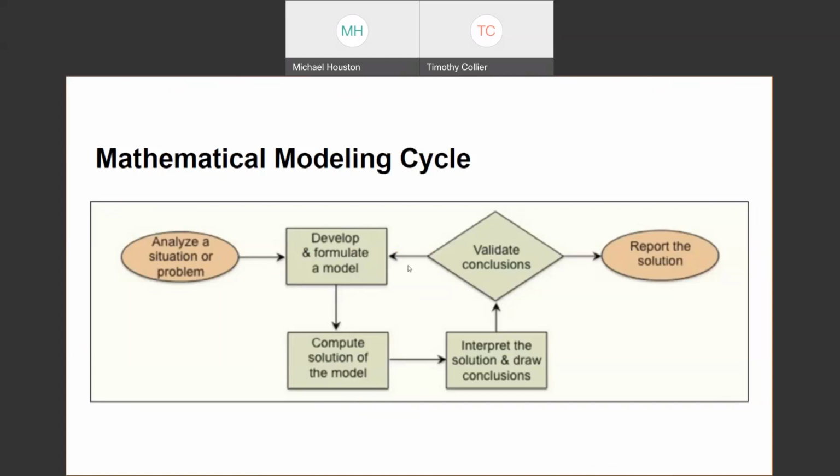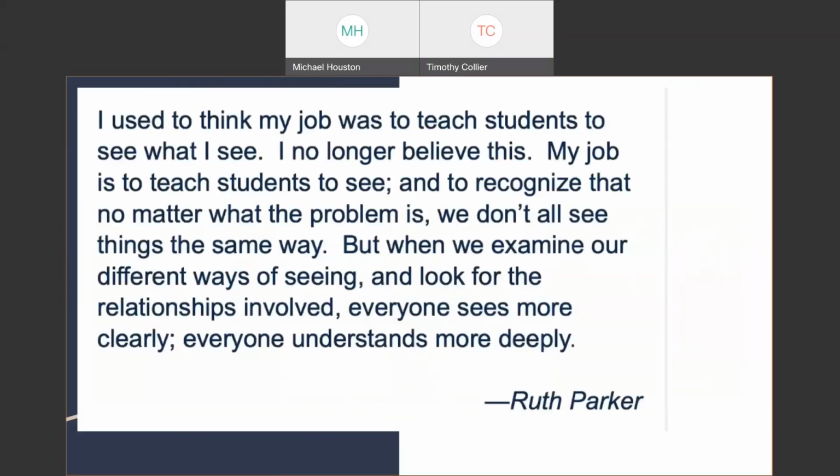Well, I hope that, wow, Howard went so fast. We'd like to leave you with these thoughts by Ruth Parker about what I used to think my job was and what I understand my job to be now. It's about looking for relationships and building them. The whole point is that teacher and student, everyone ends up understanding more deeply when students have a chance to talk and to justify their thinking.